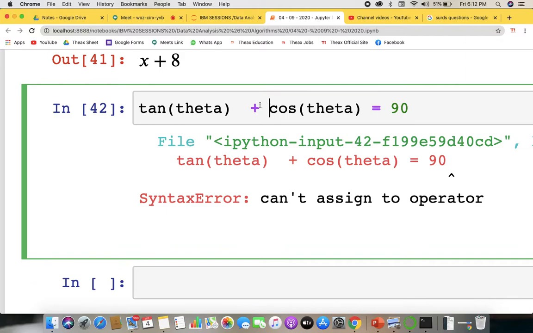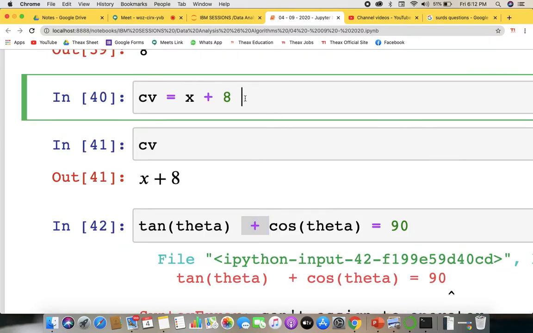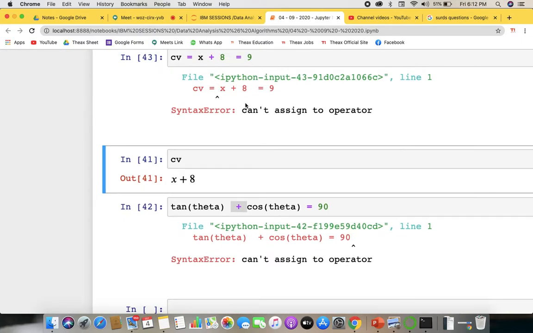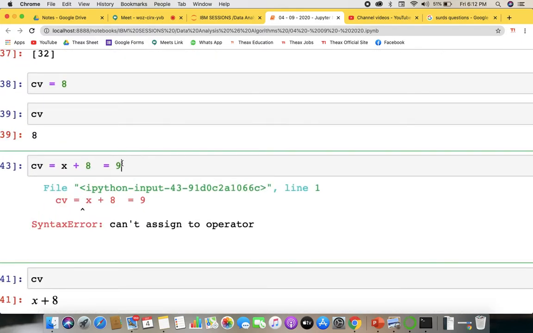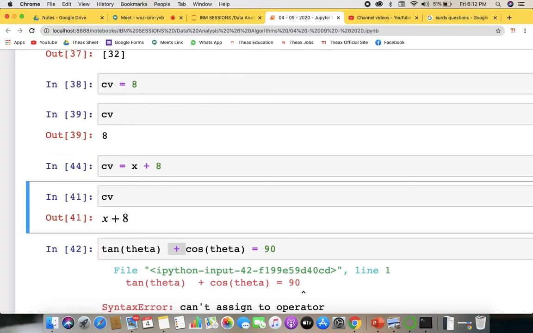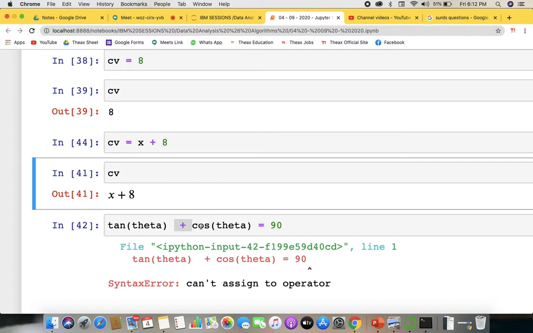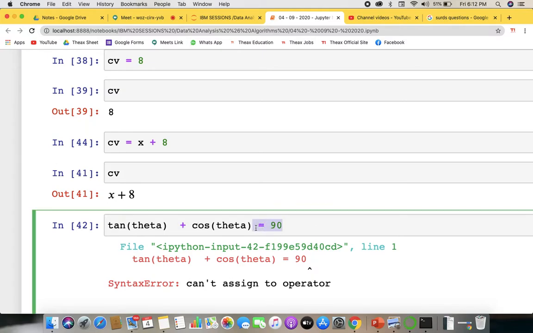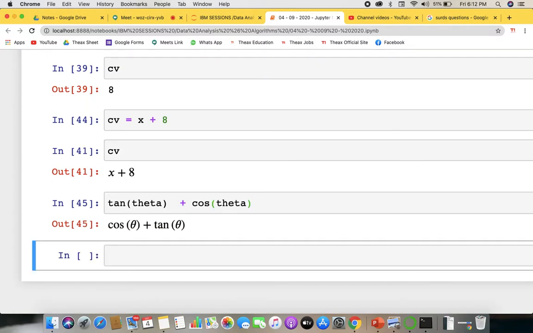If you're using plus and after that you are using equals, like if I say CV equals x plus 8 and that is equals to 9, that is an error, right? That is not possible because you have one equated and again you are equating other things. So if you remove this, it will give you a result, that is cos theta plus tan theta, right?